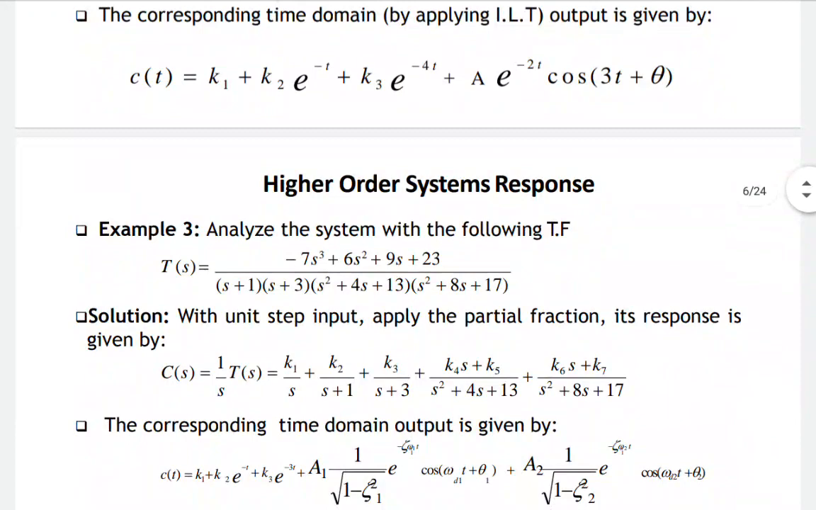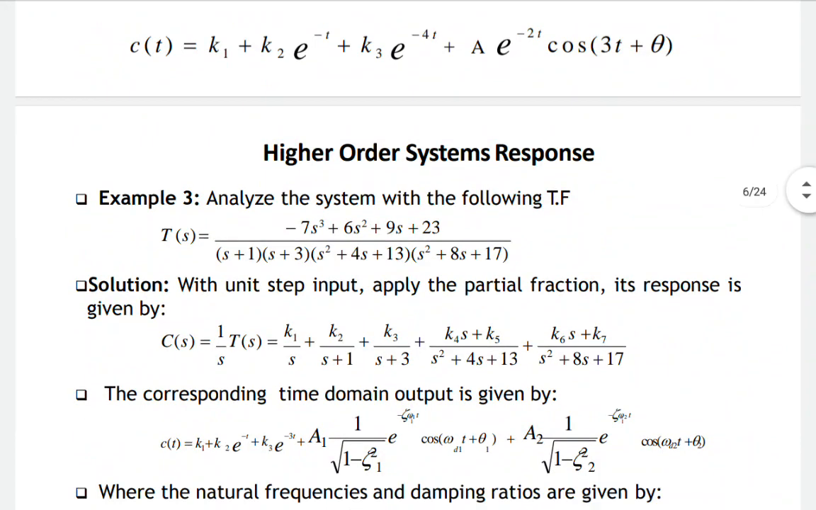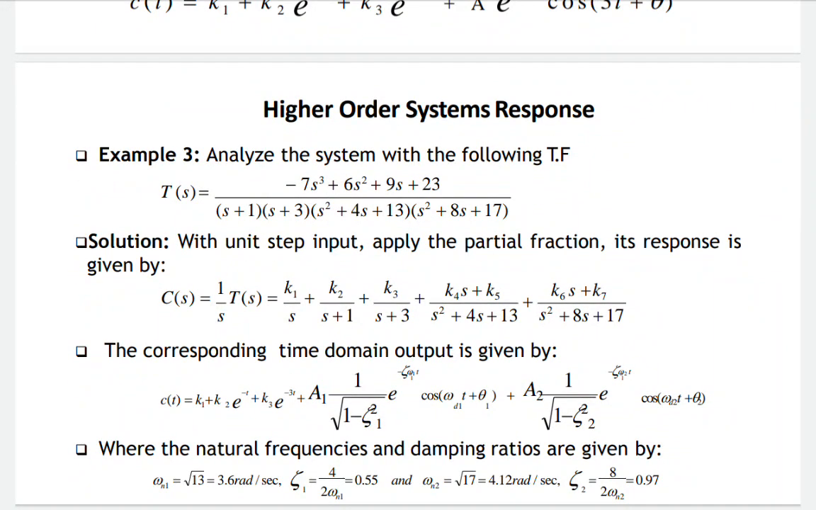Now, another example for higher order systems, analyze the system with the following transfer function. T of s is equal to minus 7s cube plus 6s square plus 9s plus 23 divided by s plus 1 into s plus 3 into s square plus 4s plus 13 into s square plus 8s plus 17. So we see here the order of the system is 6. It is a 6th order system.